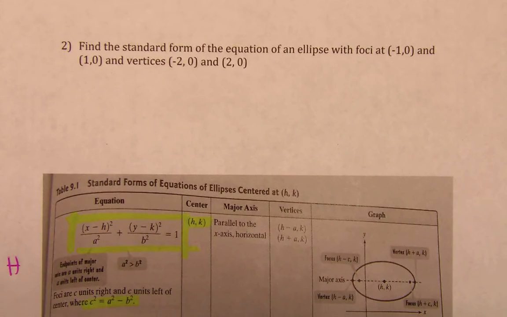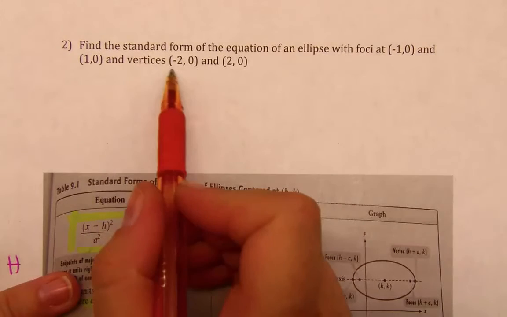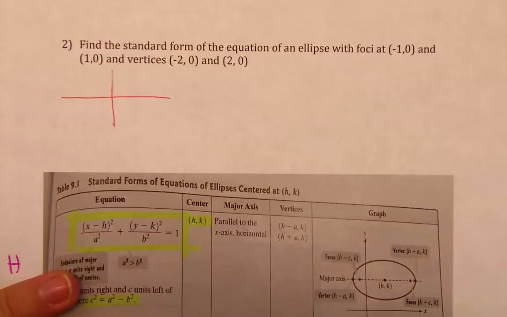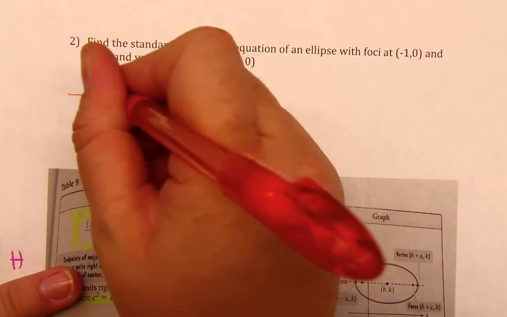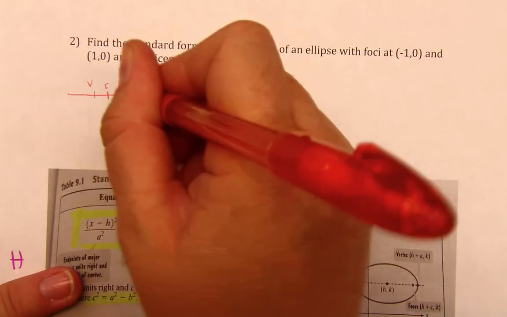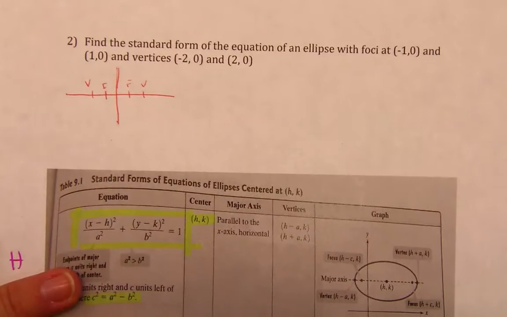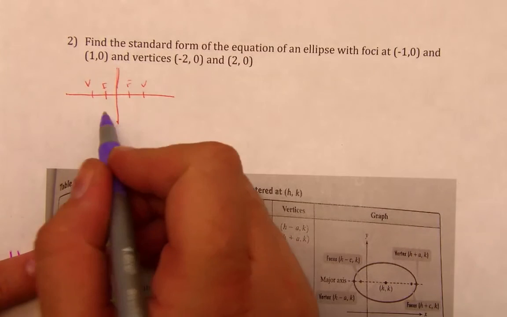So our next example says find the standard form of the equation of an ellipse where our foci are at (-1, 0) and (1, 0), and vertices at (-2, 0) and (2, 0). Even though we don't have to graph, we're going to just sketch where these points are. -1 is our focus, and then -2 is our vertex. So this can allow us to find out what our a and c values are.